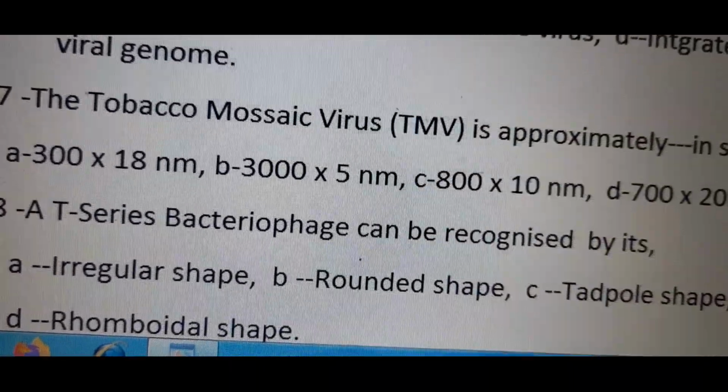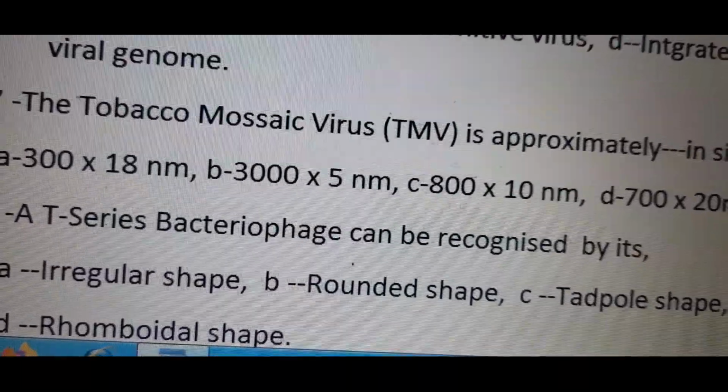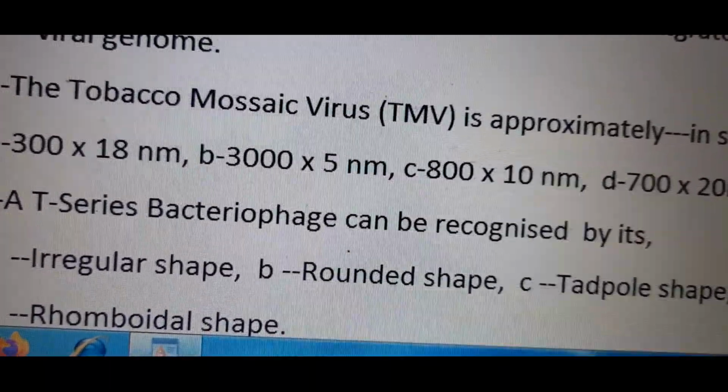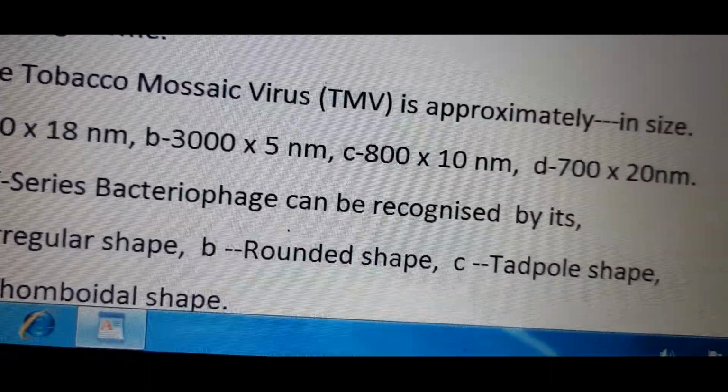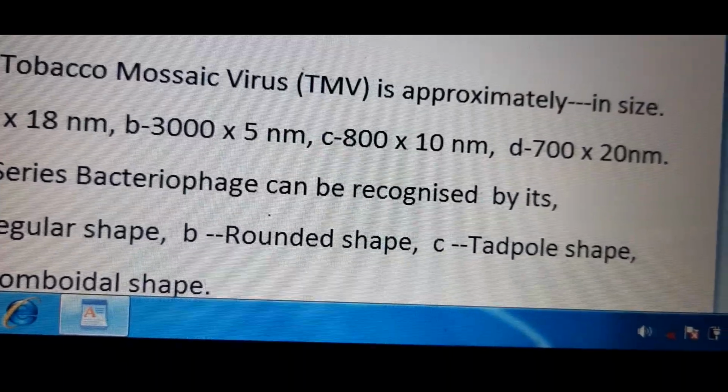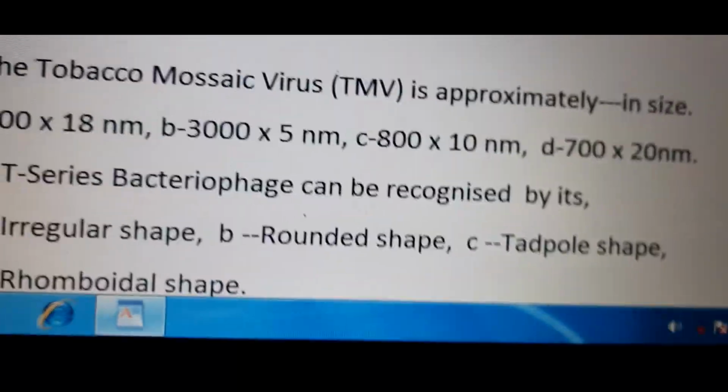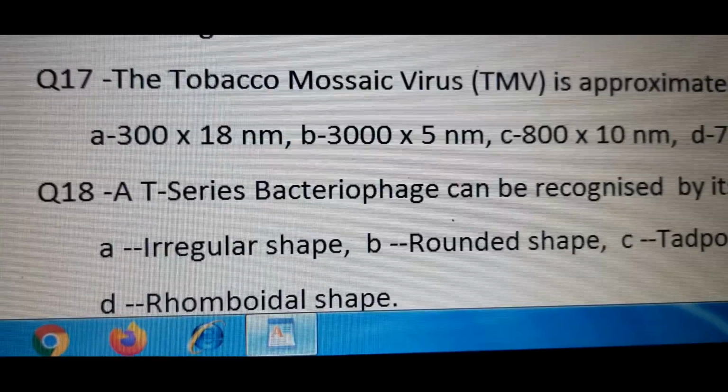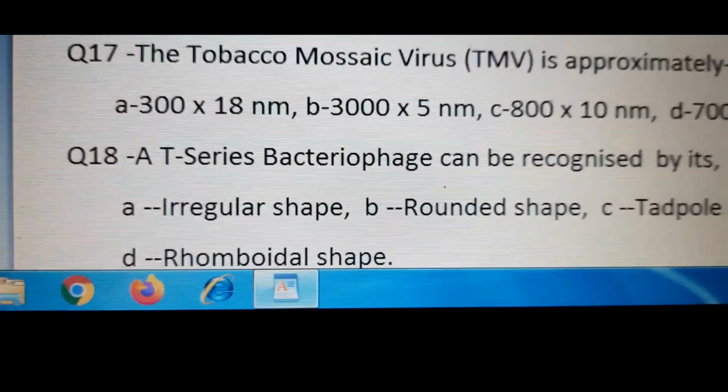B reads, 3000 into 5 nm. C is 800 into 10 nm. D is 700 into 20 nm, but A is the answer for this. Now question number 18 we will go for.